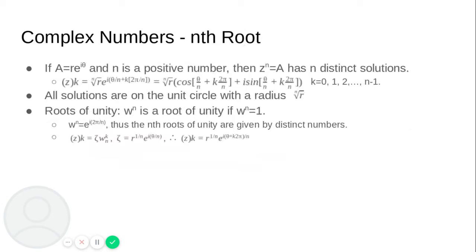There are also roots of unity. So w is an nth root of unity if w to the n is equal to 1. And the nth roots of unity are given by distinct numbers. And you can delve further into it using different constants and such, but we won't go too much into that today.